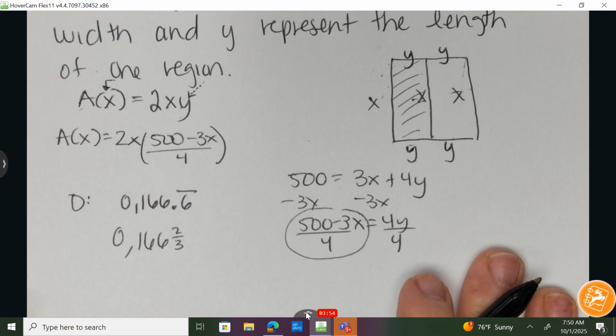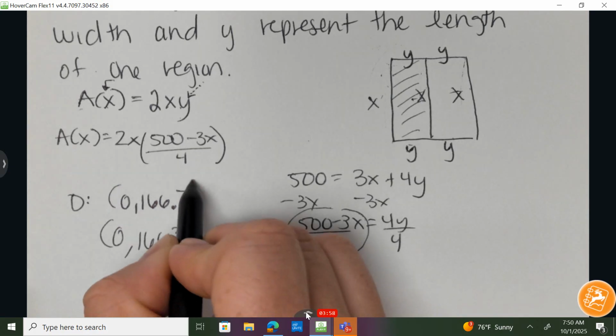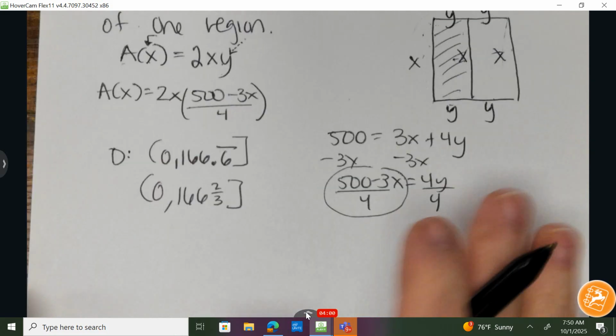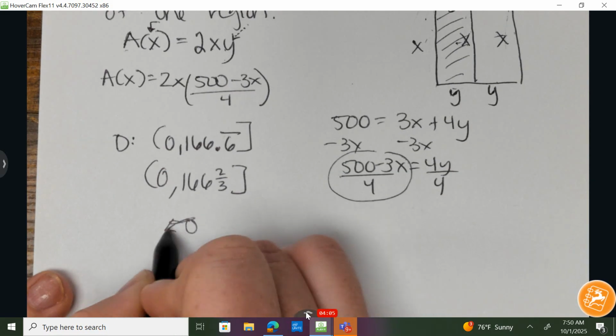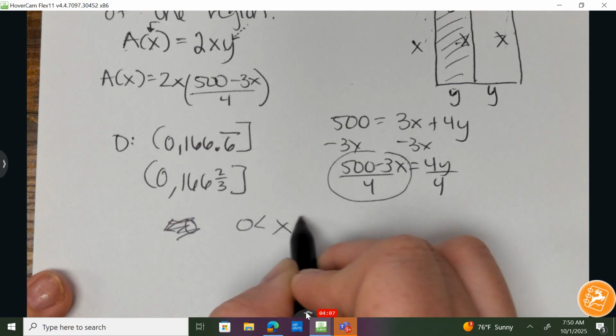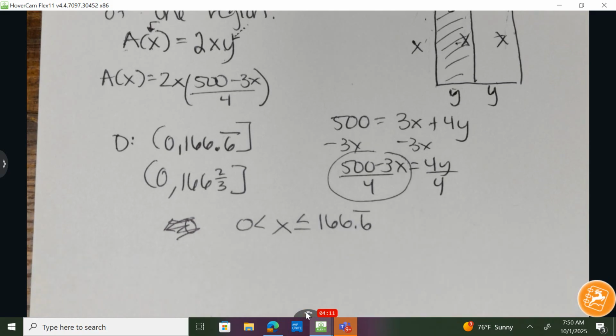We want to be exact. We don't want to round unless it asks us to. We're not going to include 0. It goes all the way up to this value. Now, I also would accept this: x is greater than 0 and less than or equal to 166.6 repeating.